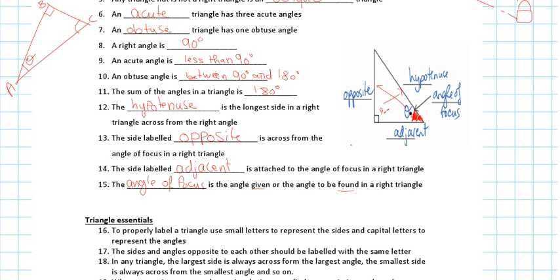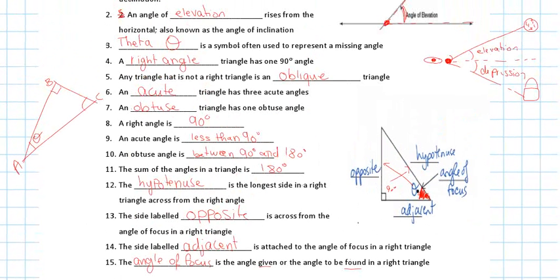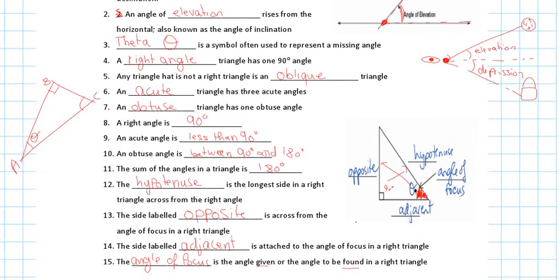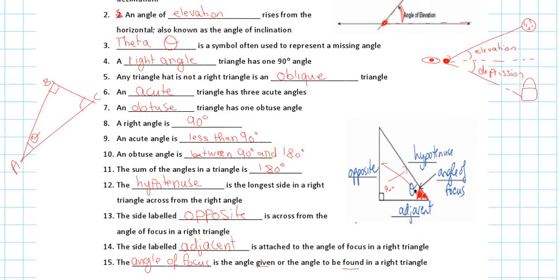Let's look at this triangle here that I've drawn before. Which angle is my right angle? Which angle is my 90 degree? B, right? So this is my 90 degree. And my angle of focus is? It's angle A, right? Because that's the one I called theta. That's my angle of focus.